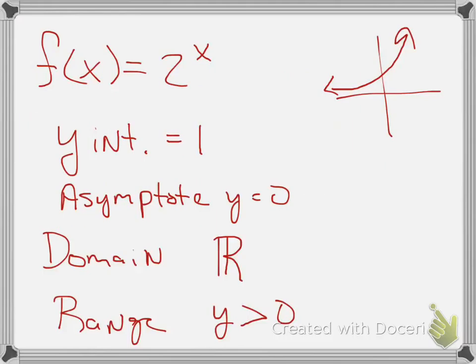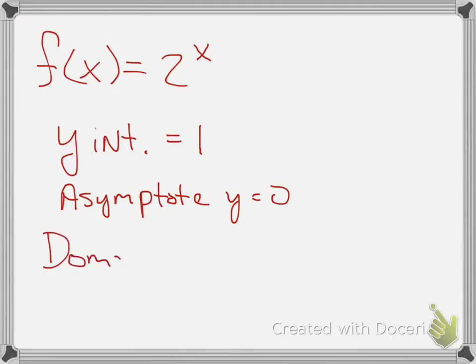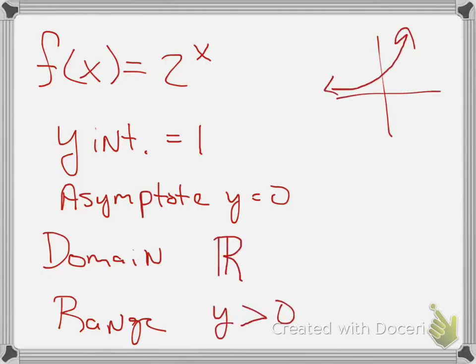All right, so let's look at this last idea here. 2 to the x is the parent function. We now know the y-intercept is at 1. The asymptote is at y equals 0. And then the domain would be all real numbers, and the range, well, the nice part about the range is if you know your asymptote, then you should know your range, because take the asymptote, there's your range, but instead of being equal to, it will be greater than. So very simple, just like that.